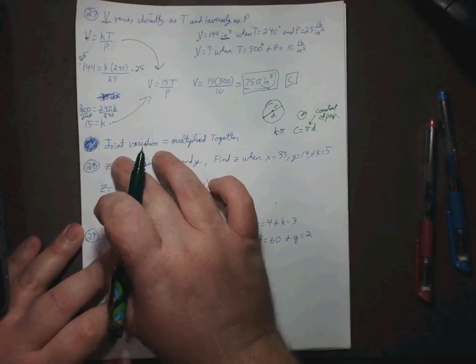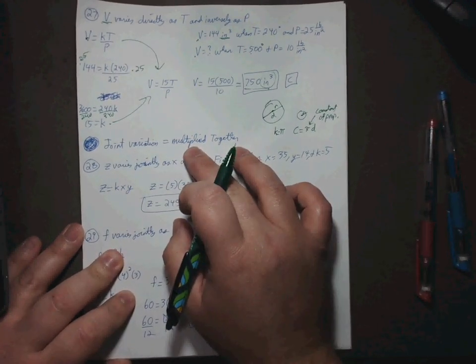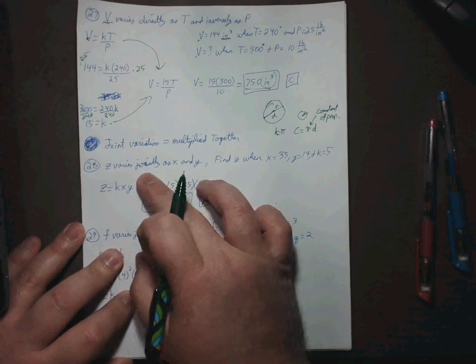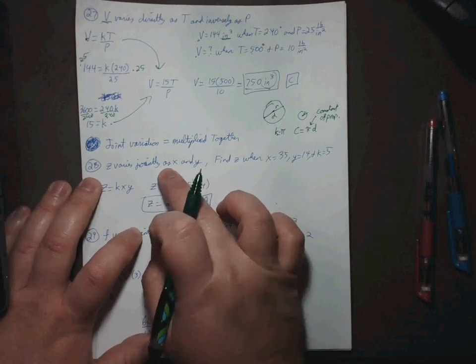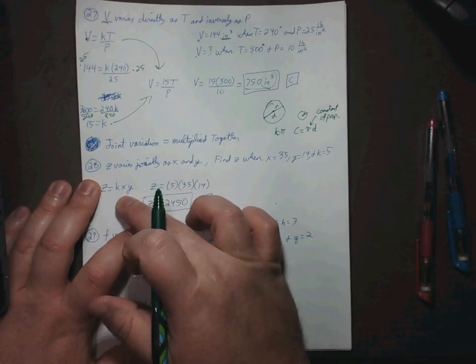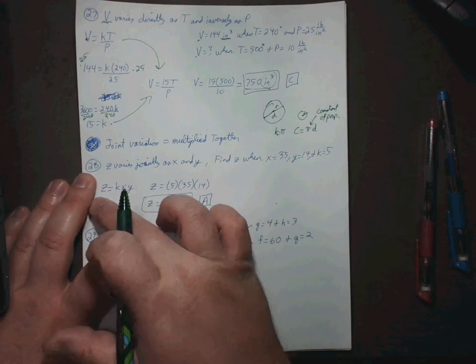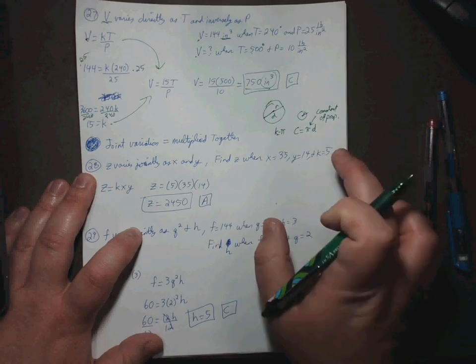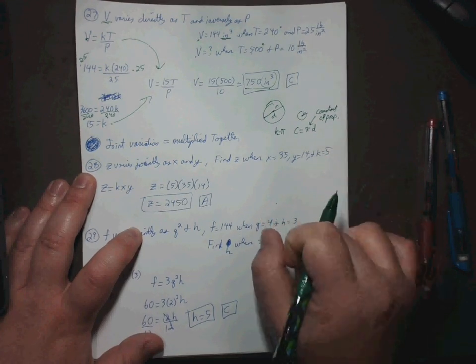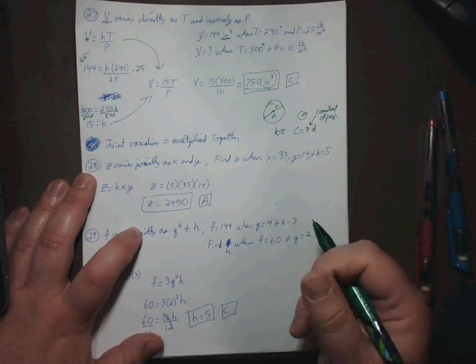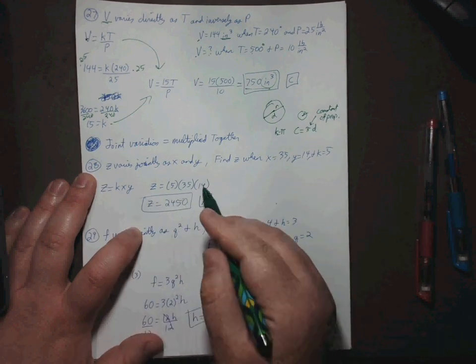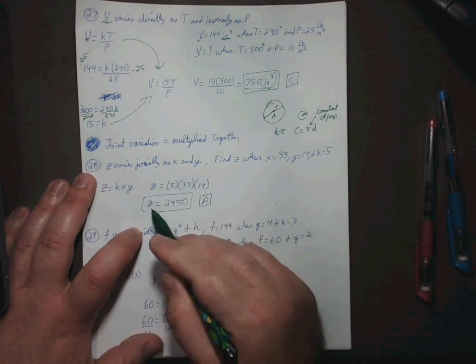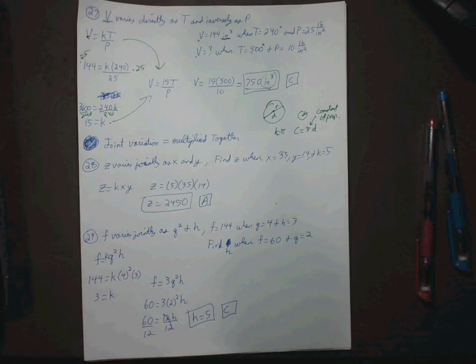Joint variation just means they're multiplied together. That's the simplest way to put it. Okay, z varies jointly as x and y. That means you multiply x and y together. Okay, so z equals kxy. Find z when x is 35, y is 14, and k is 5. It gave you the constant. You didn't even need to work it out. Right? You plug in the numbers, and you multiply it out. Z is 2,450. That's letter A.